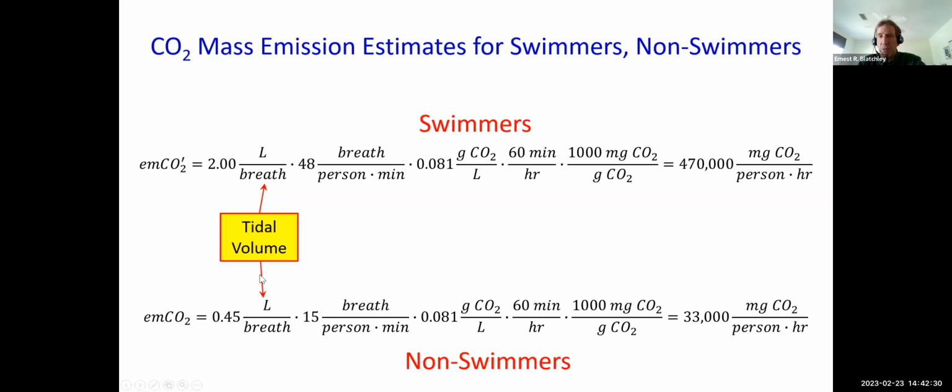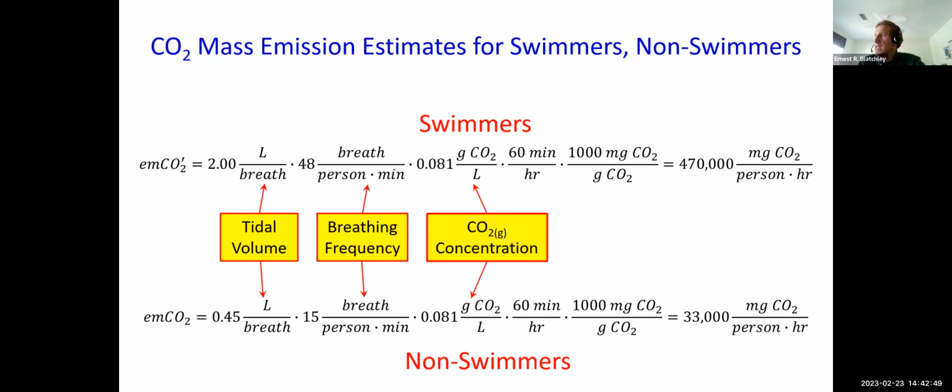Not surprisingly, people who are exercising aggressively like swimmers are going to take in much more air per breath than a non-swimmer. Here's a comparison: it's roughly 4 times as much. They will also be breathing much faster. So these are breathing frequencies that are typical of adult humans. This is a typical concentration of carbon dioxide in the air that we exhale. And then there are unit conversions that are applied.